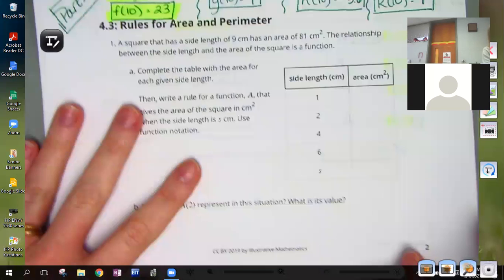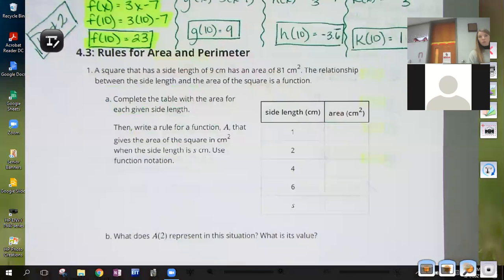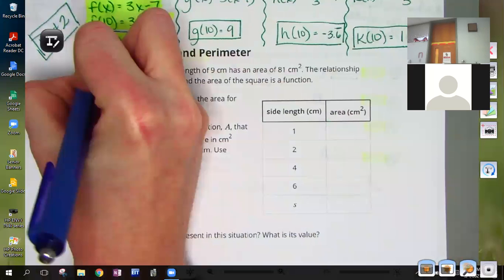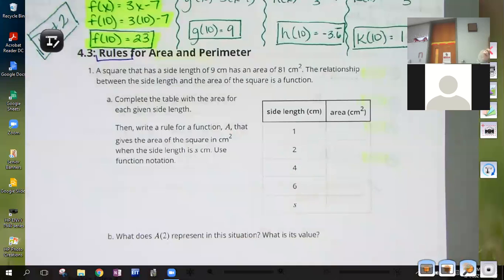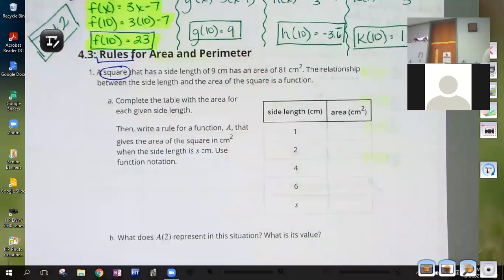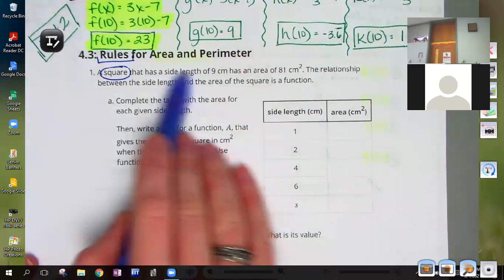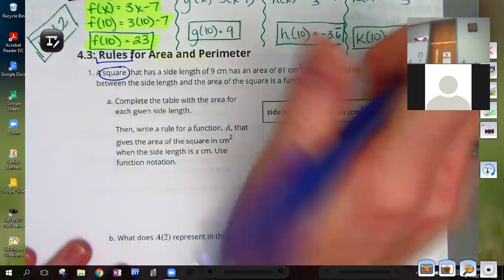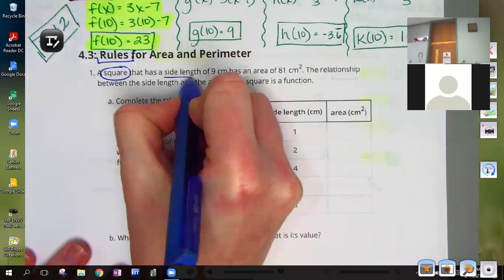This is the last part, and then we'll take a break. It says rules for area and perimeter. So we're still using those rules or those equations to produce our outputs. So we have a square. I want you to circle the word square because it's important that they told you it was a square, because there are certain characteristics about squares that we know, especially when we're dealing with the side length. So I want you to underline side length of 9 centimeters.